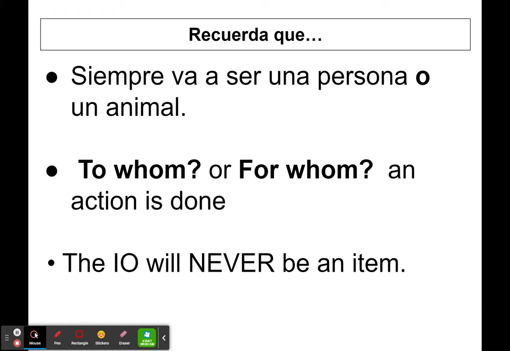And once again, the most important thing to remember here as well, the indirect object is never going to be an item. And this is going to be really important in terms of differentiating between direct and indirect objects in questions and sentences.